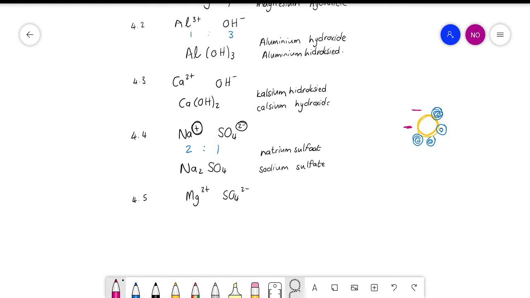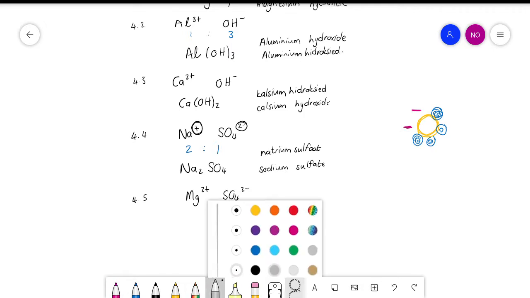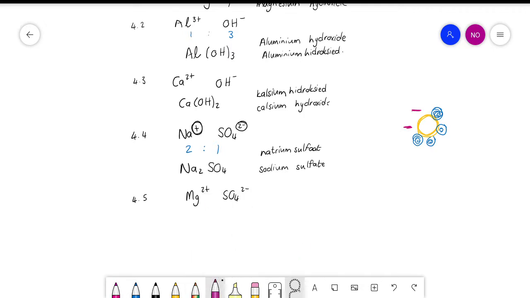it's almost got 2 places. Nee, hy het 2 minusse wat moet uitgekanselleer word. But each of my sodiums only offers 1. So that's why I need 2 of them bonded together. So 2 sodiums for each 1 sulfate ion. Does that make sense? Good.